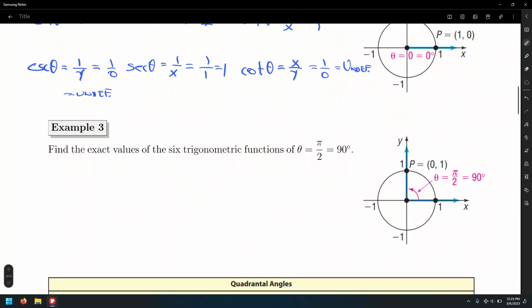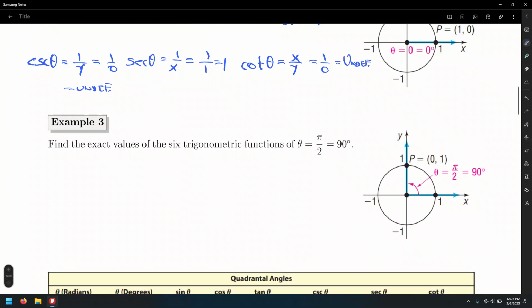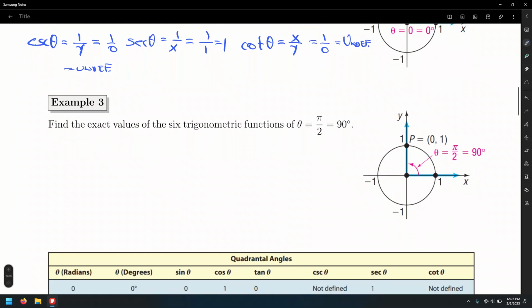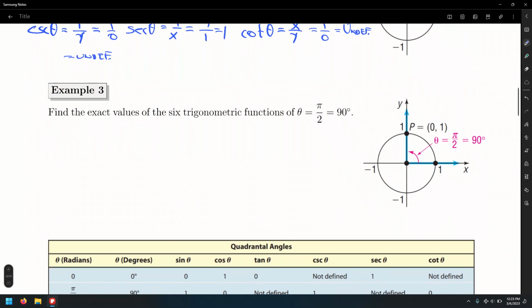For other angles, we may still see pi over 8, pi over 16, pi over 12, but those are going to come later when we look at half angle, double angle, and multiple angle formulas. In the meantime, let's get our trig functions for 90 degrees.